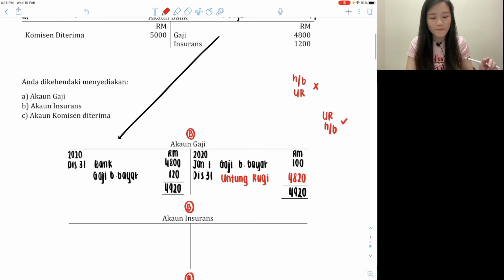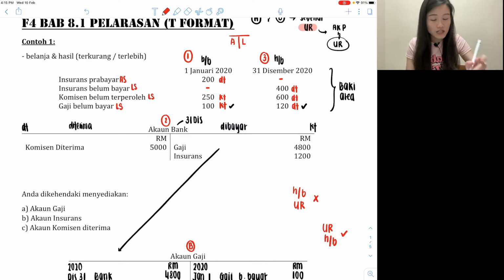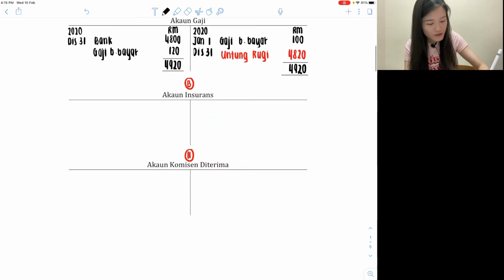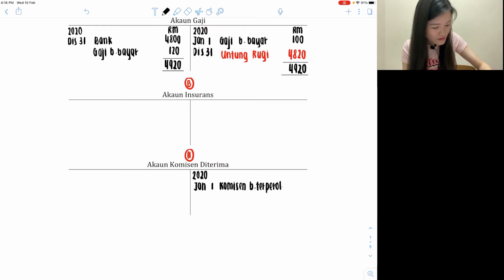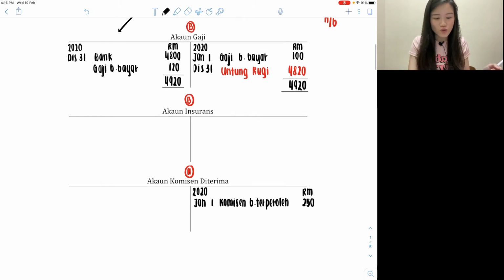Same one, you start from baki BB first. Over here, do you see account commission? Do you see commissions word? Here is a belum terperoleh of 250 to be put on the credit side. So we will follow, go to the credit side of account commission diterima. Put in 2020 January 1st, commission belum terperoleh with the RM 250.